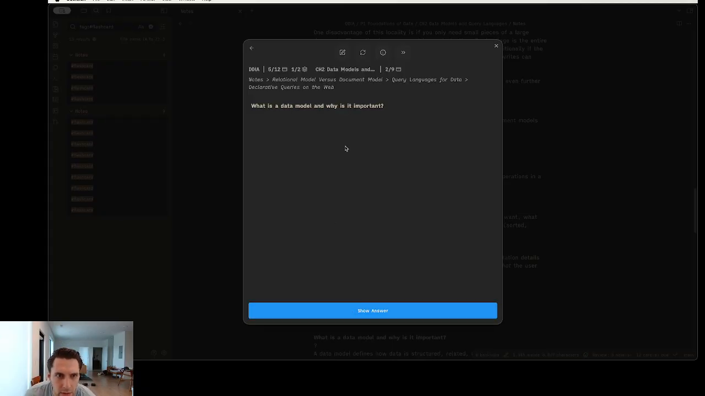What is a data model and why is it important? The data model is how we structure the data. That's probably oversimplified. I can't remember why it's important. Is it because it frames our method of thinking? It frames the method of thinking.